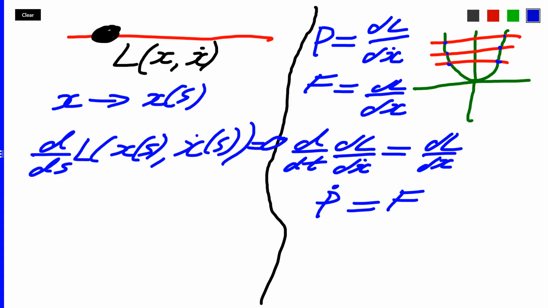Because these are now in terms of s, and they've only got one variation of s, differentiating the Lagrangian should give us 0 in this case.